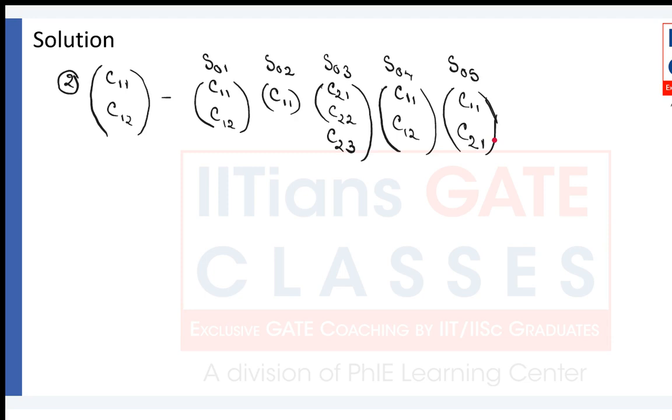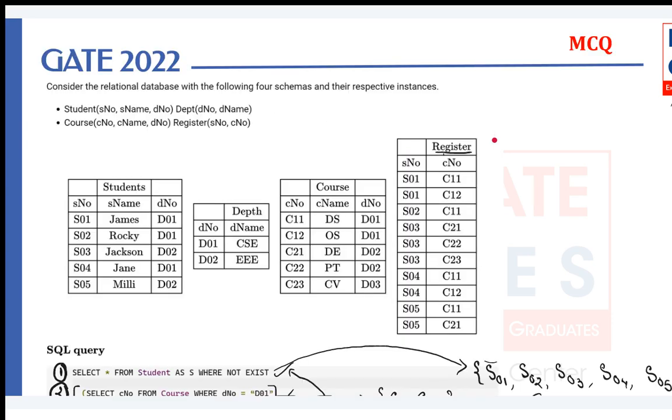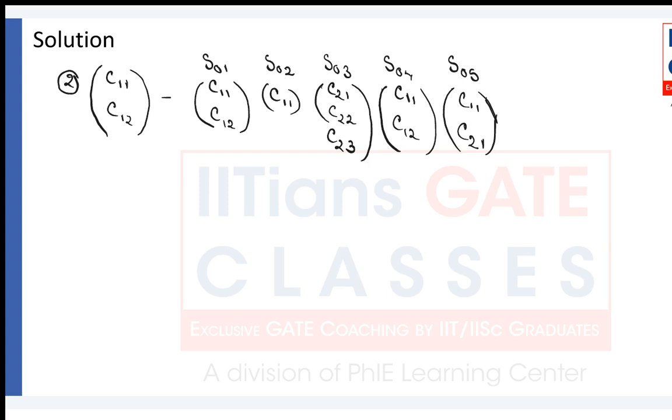Now, can you guess what does this mean? Not exist. What does this mean? Before I go there, for S01, what is the result of this operation? C11, C12, which is from the query number 2, right? And this is query number 3. So what is it for the first case? What does this set difference give you as the answer for S01? It will be the empty set, right? So it will be the empty set. Everyone understood for S01?